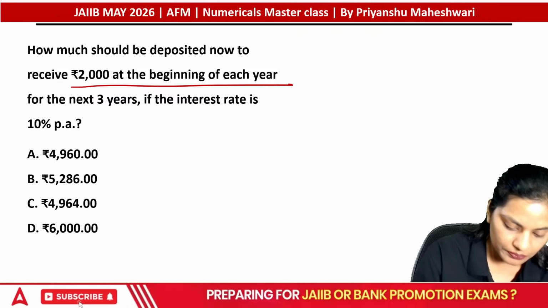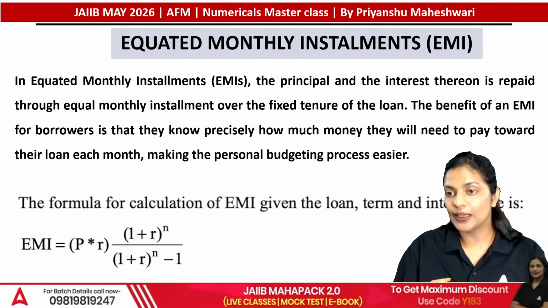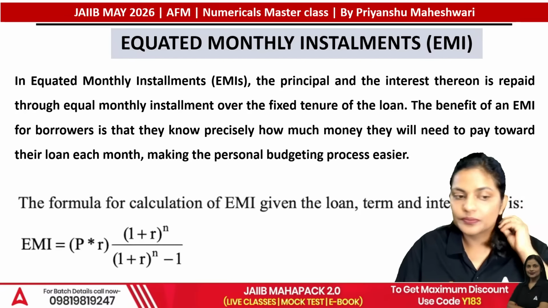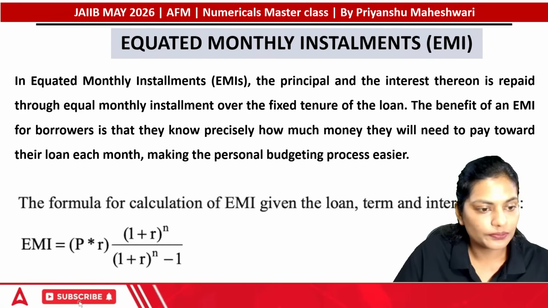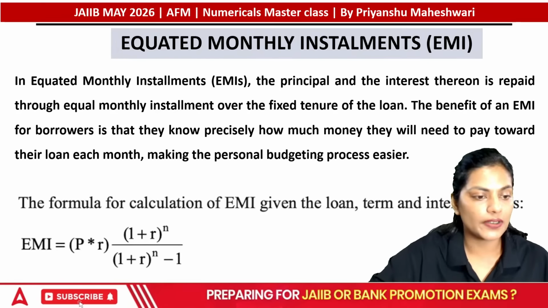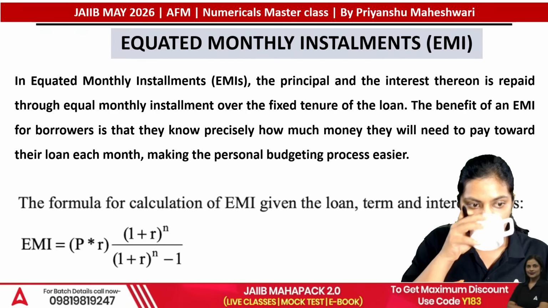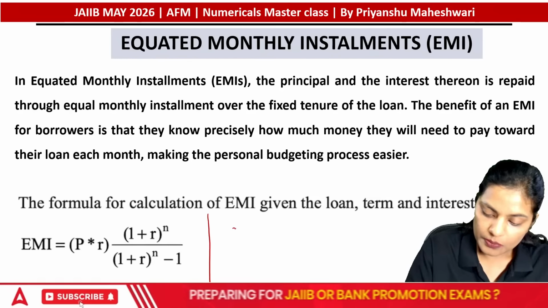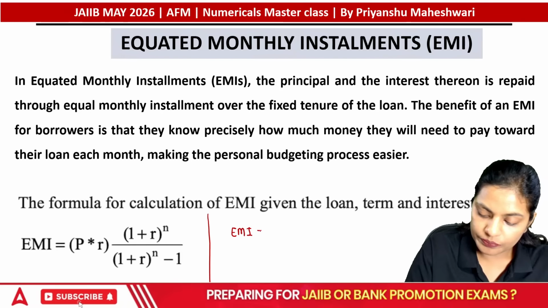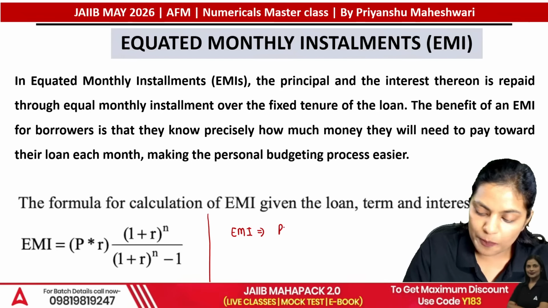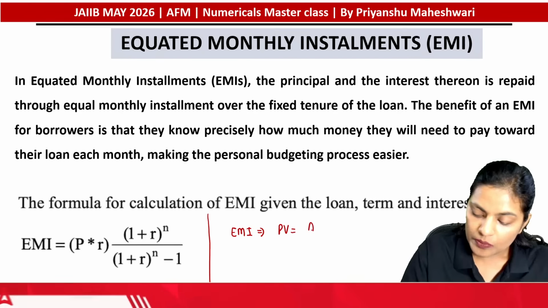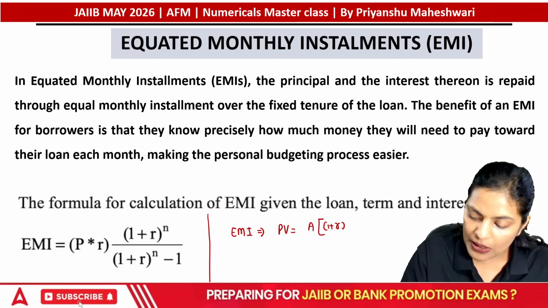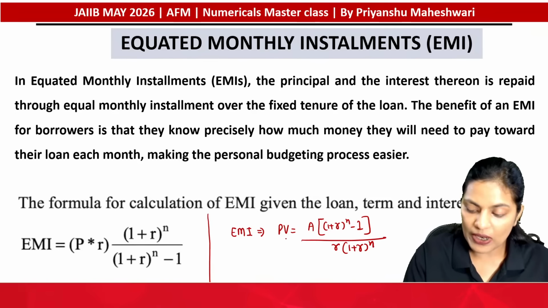Now, EMI. Now, how do we calculate EMI? Equated monthly installment. Just have confidence, don't get confused. So, EMI is equal to the same formula of present value. What is the present value formula? Annuity amount 1 plus r power n minus 1 upon r, right? And 1 plus r power n. Now, what do you have to do?